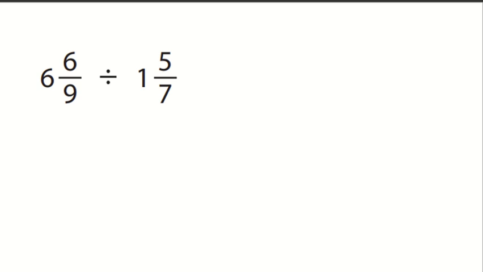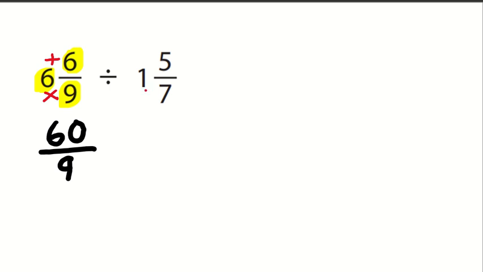The first thing I would say is we need to turn these into improper fractions. To do this, I simply multiply the denominator by the whole number. So what's 6 times 9, y'all? 6 times 9 is 54, and now I add the 6 to it. 54 plus 6 is going to be 60. So 60 is now up top, and then the denominator stays the same. So it's 60 over 9.